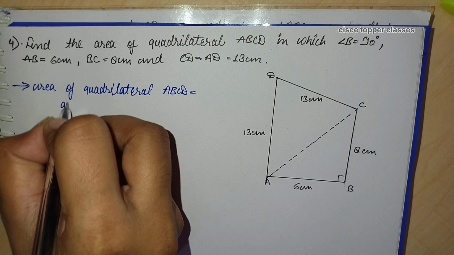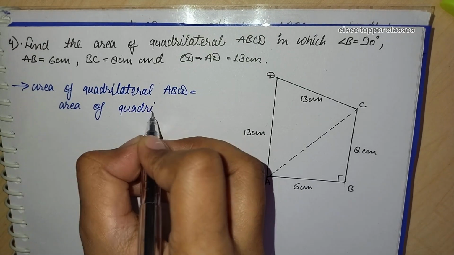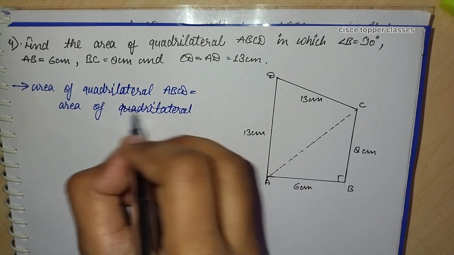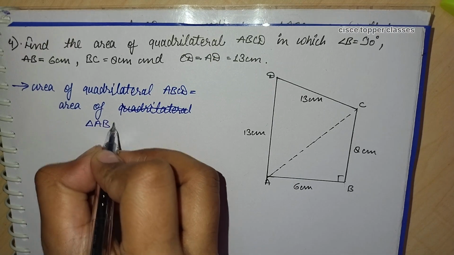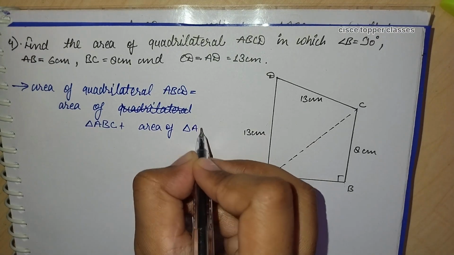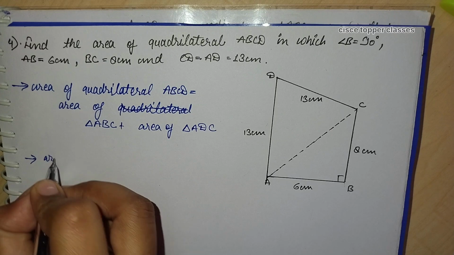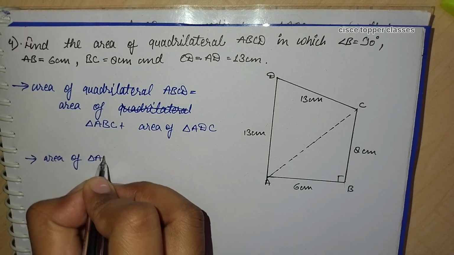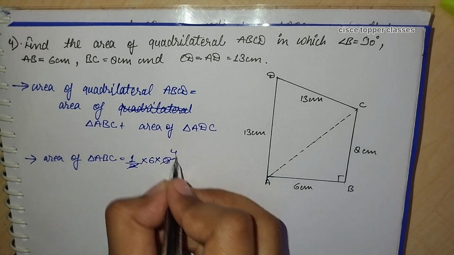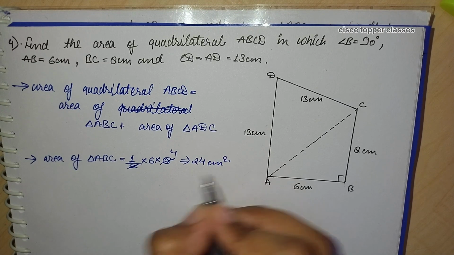So firstly write it as area of quadrilateral ABCD is equal to area of triangle ABC plus area of triangle ADC. So here we can write the area of triangle ABC as half base into height. So area of triangle ABC is equal to 1 by 2 into 6 into 8. This will be 4 and this will be 24 centimeter square.